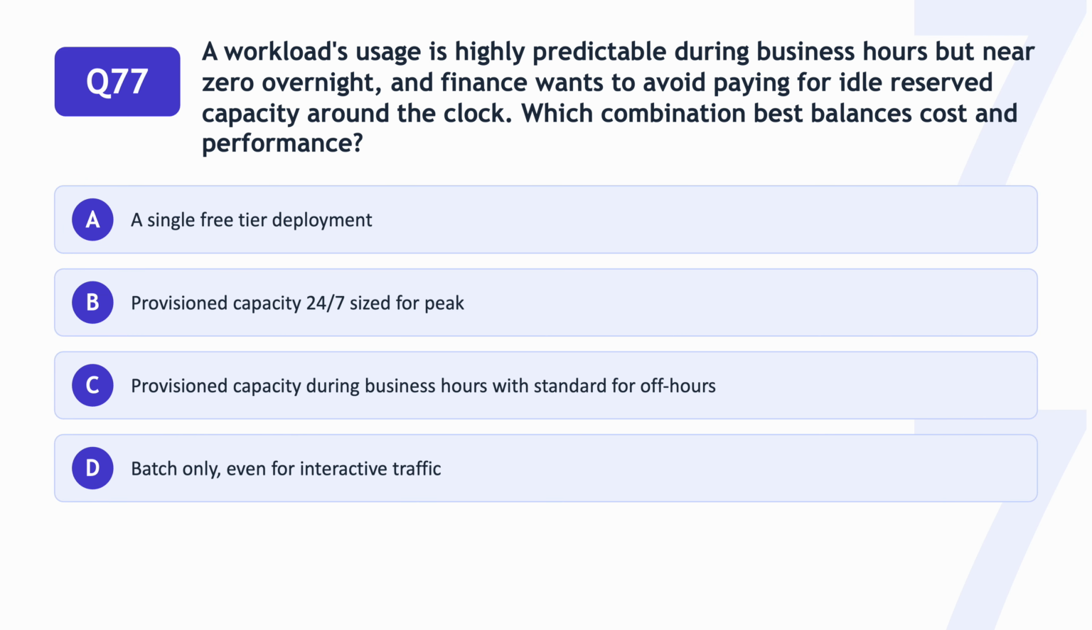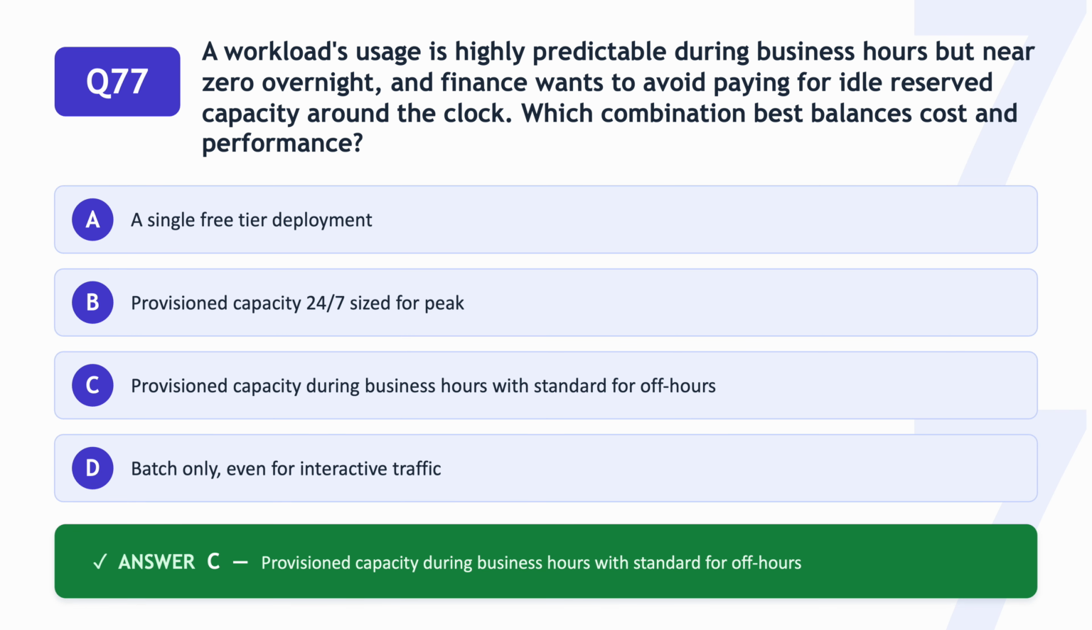Question 77. A workload's usage is highly predictable during business hours but near zero overnight, and finance wants to avoid paying for idle reserve capacity around the clock. Which combination best balances cost and performance? A. A single free-tier deployment. B. Provisioned capacity 24/7 sized for peak. C. Provisioned capacity during business hours with standard for off hours. D. Batch only, even for interactive traffic. Pause the video if you don't want to hear the answer yet.